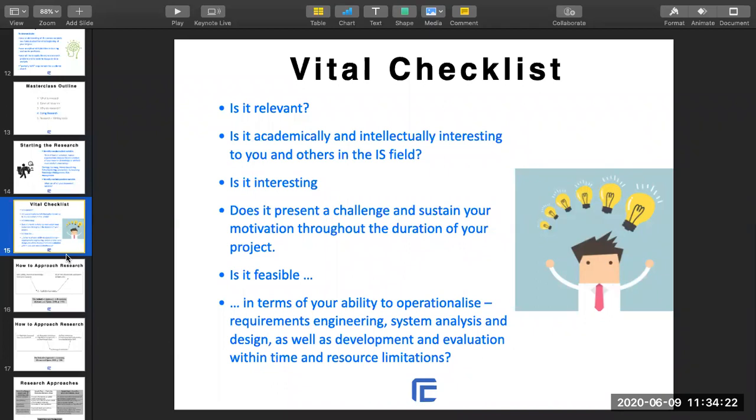Okay, because you need to have an interest in the topic throughout the research life cycle, from the beginning to the end. If it's not interesting to you, you will lose interest and you may not do good work. Ask yourself, is it feasible?